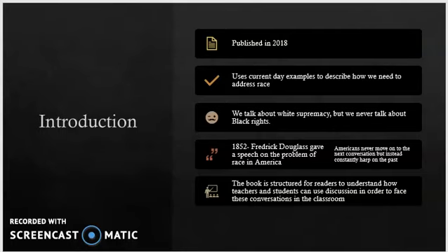The book in general is structured for readers to understand how teachers and students can use this discussion in order to face conversations in the classroom. So the book is from a teacher's perspective. The author is a teacher, so he uses a lot of personal insight from different things that he's done in his classroom to show how to lead these conversations. He really sets teachers up for the conversations, kind of coaches them through by giving these different real life examples of how to do that.